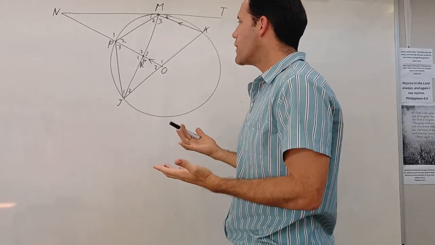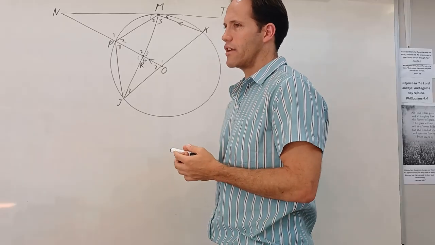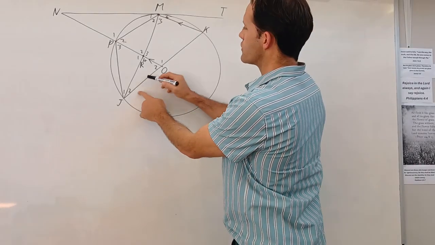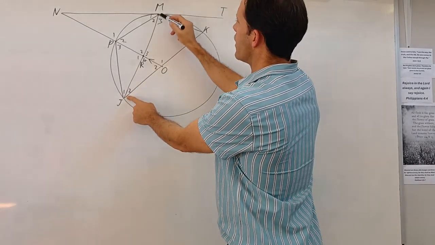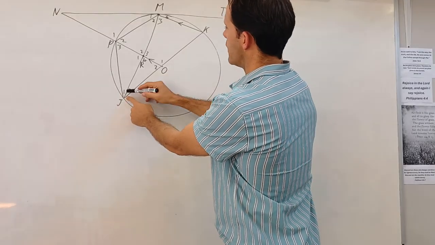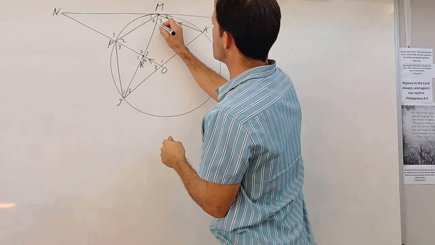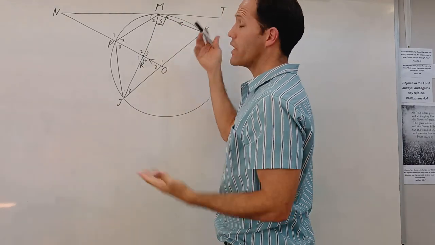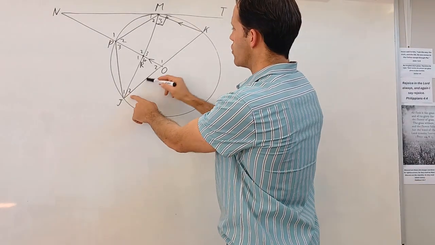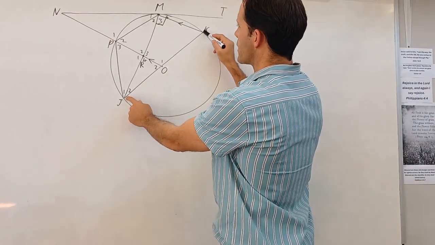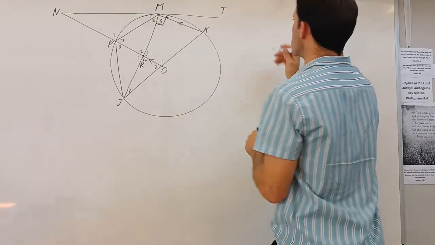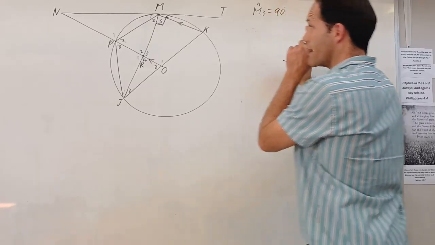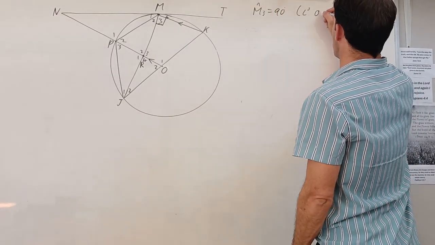So how can I show any angle is 90 degrees? In general, the only way to do that is to use the diameter and check if I go out from the diameter this way, which means this angle here must be 90. Angles on diameter. That's the only way to prove any angle is 90 degrees, is to look at your diameter and see where the diameter is going. It's going that way. So the first thing we can do here is say angle M3 is equal to 90 degrees. Reason, angles on diameter.